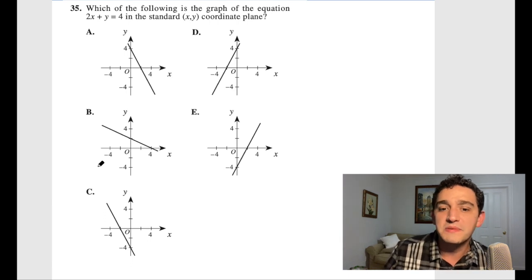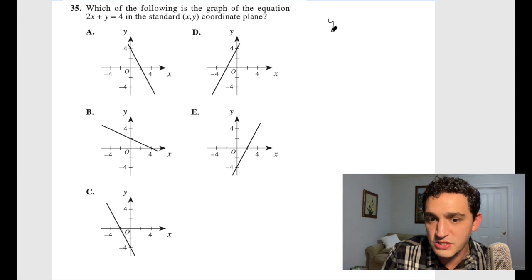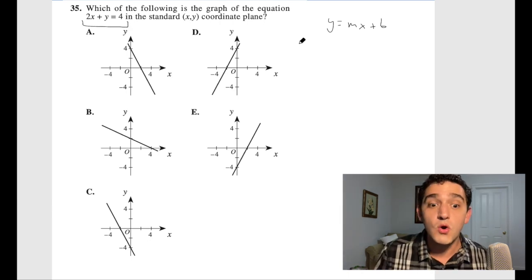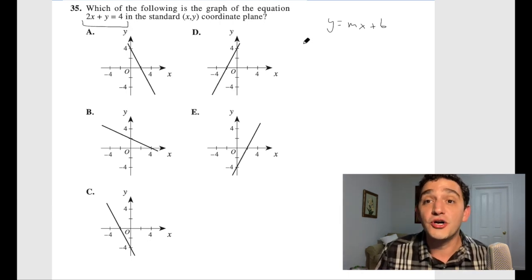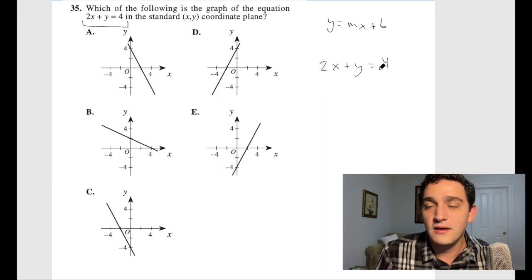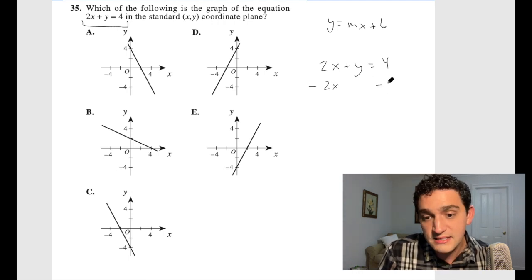What makes this problem difficult is you are not given the line in the format we talked about, which is y equals mx plus b. Instead, you're given it in what's called standard form. But don't despair. We can manipulate this equation to turn it into y equals mx plus b form. All we have to do is take 2x plus y equals 4 and solve for y, in other words, isolate y. Let's subtract 2x from both sides. We end up with y equals -2x plus 4.